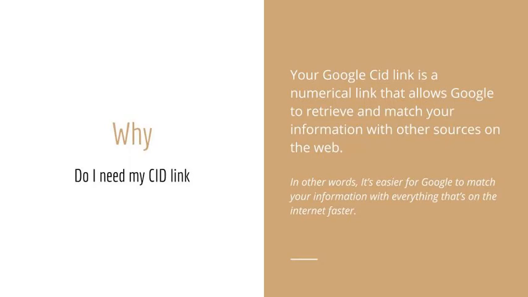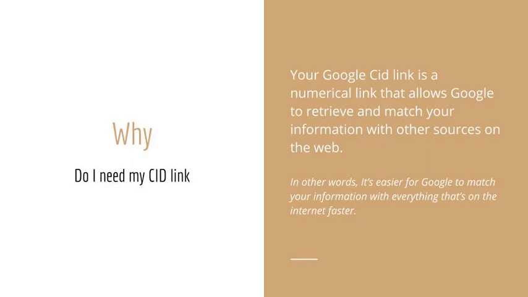So Google provides each business with what's called a CID link. That link is a numerical link that makes it easier for Google to retrieve your information. So it would only be practical to use that same link in your press release articles. So your Google CID link is a numerical link that allows Google to retrieve and match your information with other sources on the web. In other words, it's easier for Google to match your information with everything that's on the internet much faster.